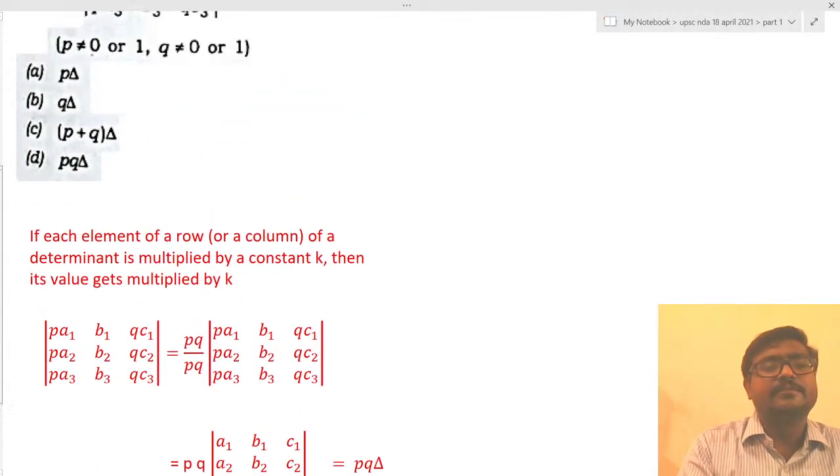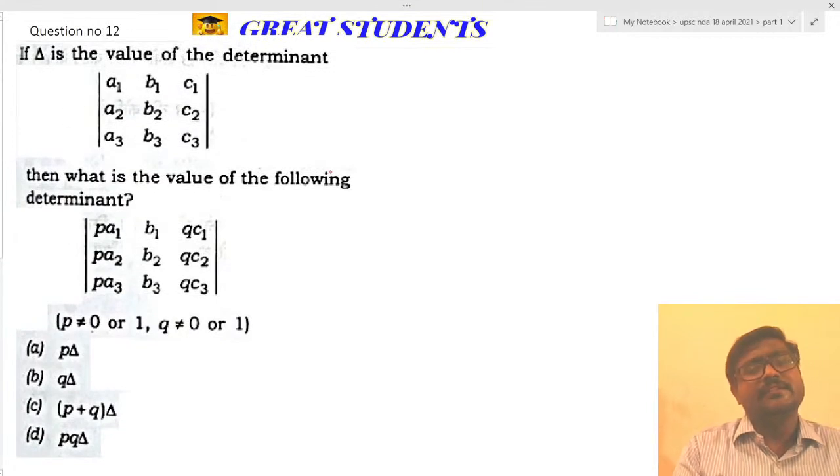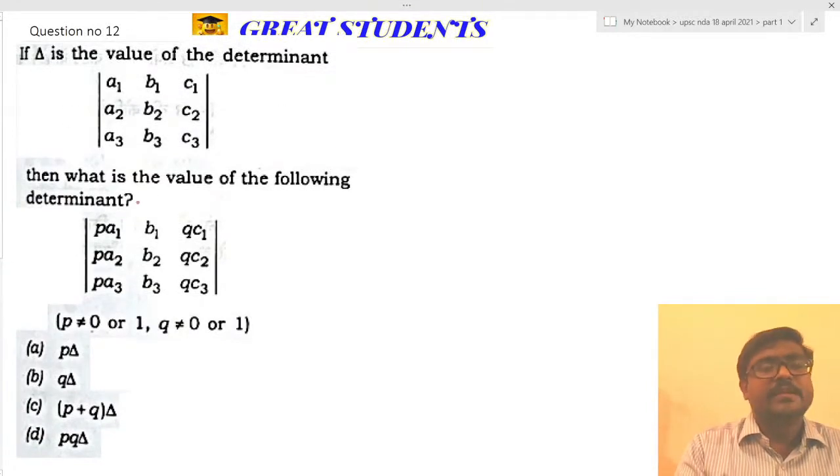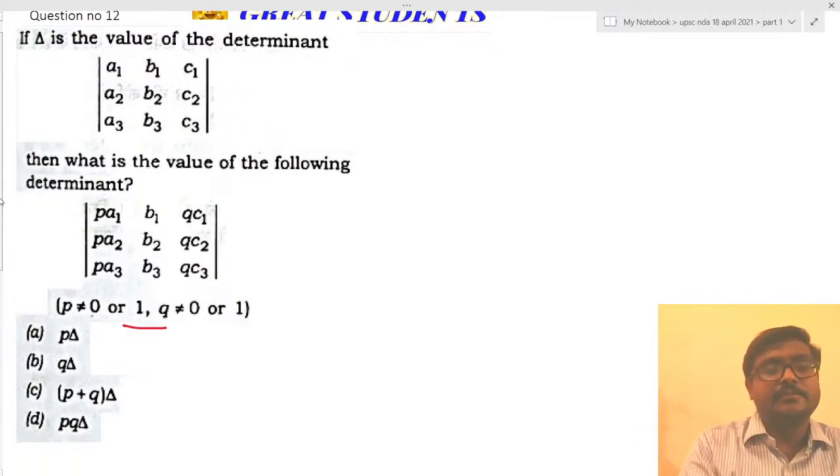Next question, it is given del is the value of the determinant. One determinant is given. Then what is the value of the following determinant? They are asking. In this, we have written P in the first column and Q multiplied in the third column. P and Q are not 0 or 1. Because when it becomes 0, the whole determinant value will become 0. So it is meaningless. We cannot compare. Because of Q it becomes 0, not because of A1, A2, A3, C1, C2, C3. So they are cautioning: it cannot be 0 or 1.